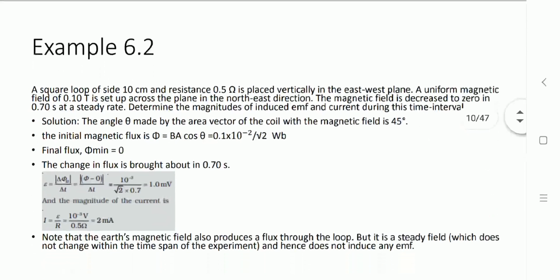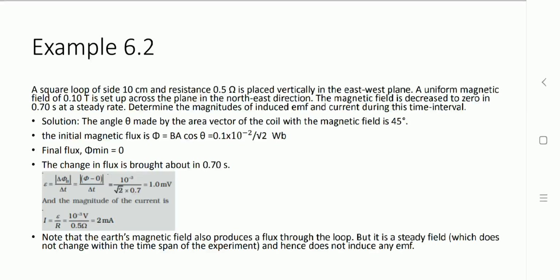Next example: a square loop of side 10 cm and resistance 0.5 ohm is placed vertically in the east to west plane. A uniform magnetic field of 0.1 Tesla is set up across the plane in the northeast direction. The magnetic field is decreased to 0 in 0.7 second at a steady rate. Determine the magnitudes of induced EMF and current during this time interval.